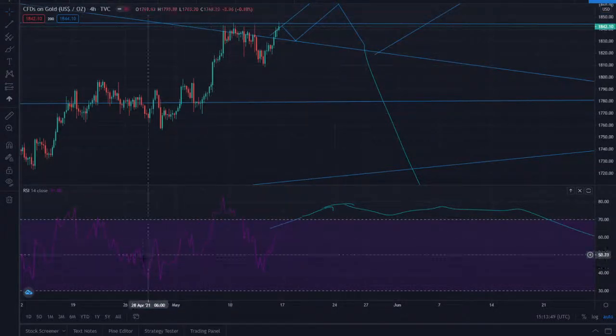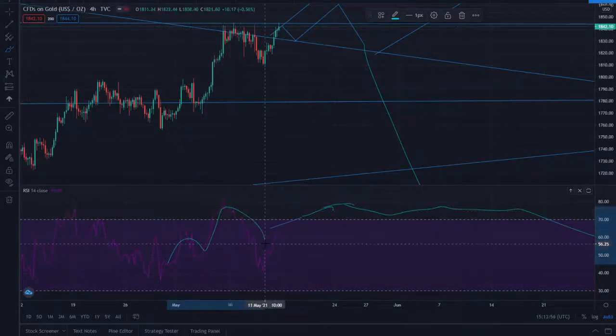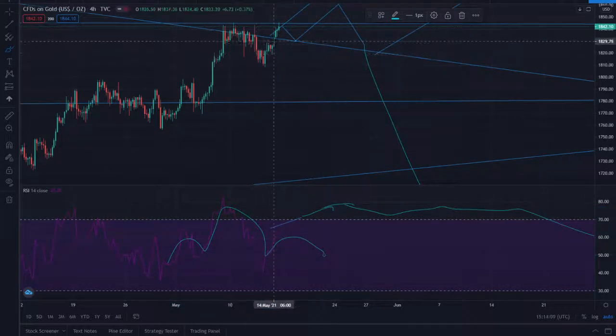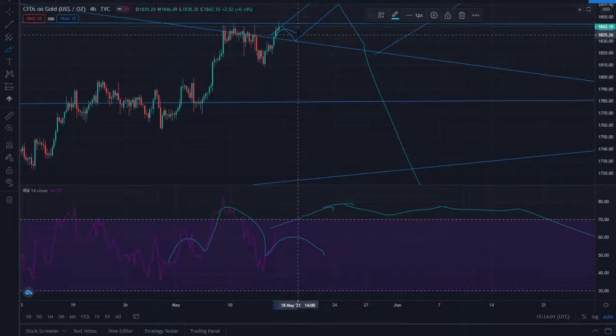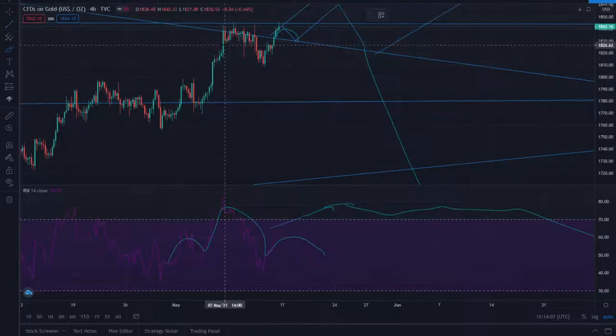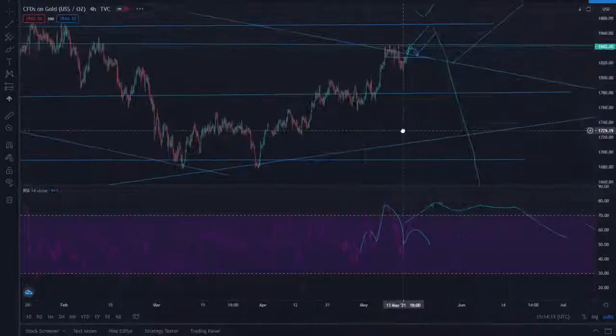if we look at the RSI here, we could also argue that we are forming this head and shoulders pattern, so we might go lower from here to kind of retest some kind of support area here. Draw it really quickly. Well, it could be like this, and then we could rally up from here. So this is the analysis for gold.